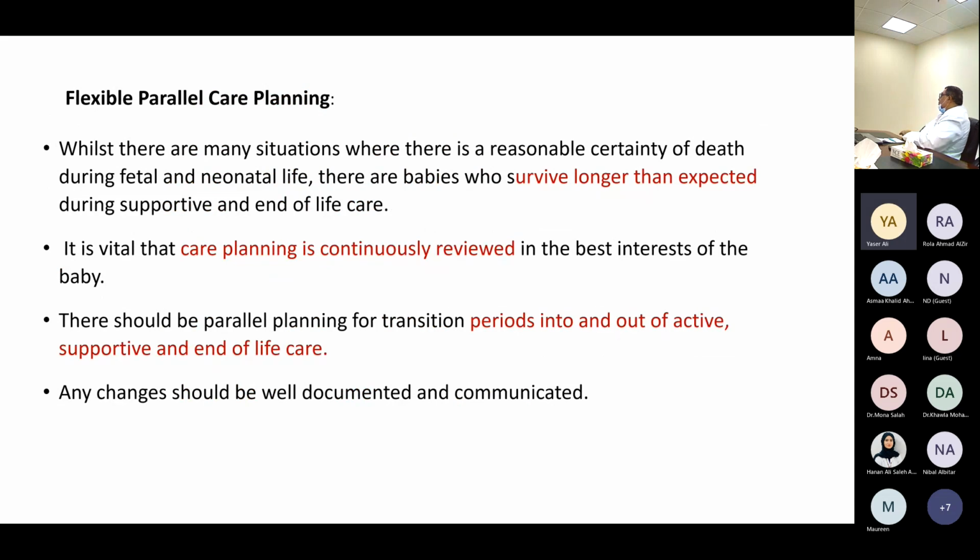Flexible parallel care planning. Some babies survive longer than expected during supportive and end-of-life care. It's vital that care planning is continuously reviewed in the best interest of the baby. There should be parallel planning for the transition period into and out of active, supportive, and end-of-life care.